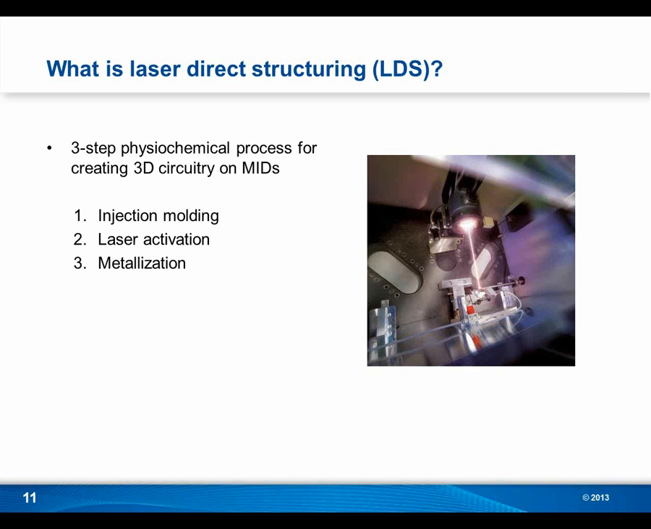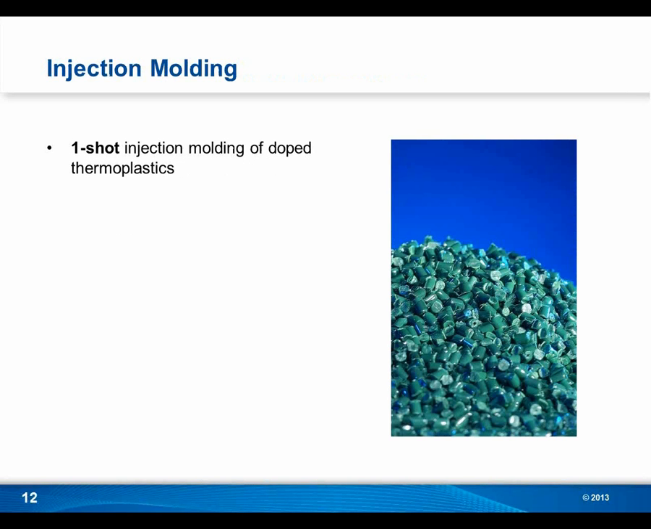Now, the 3 steps are pretty basic. First, you have injection molding. Then you have laser activation. And finally, you have metallization. So the first step, as I just mentioned, is injection molding. And the big deal with laser direct structuring is that it's one-shot injection molding of doped thermoplastics.